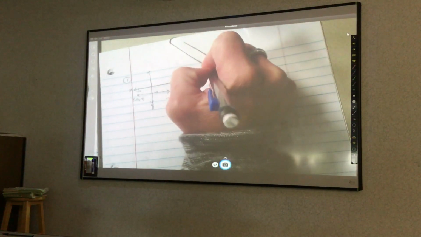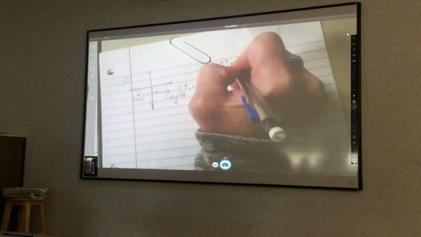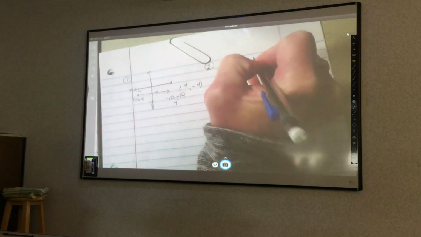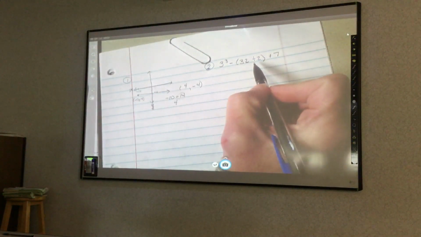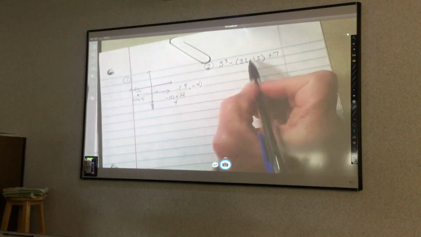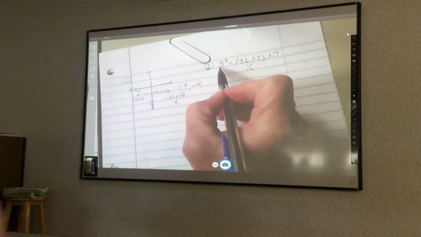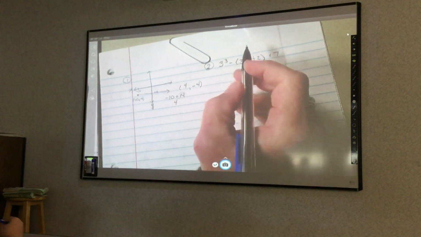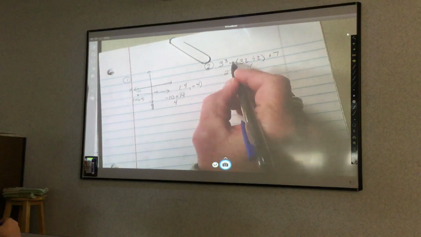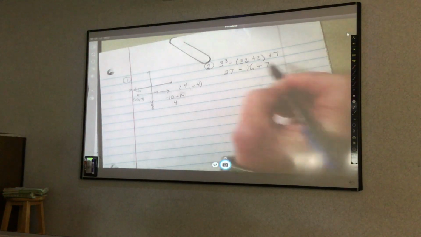Number 2, use order of operations to solve this problem. Order of operations means you start in parentheses. So 32 divided by 2 is 16. Then I do exponents. 3 cubed is like saying 3 times 3 times 3. 27. So I bring down my 27, bring down my minus, bring down the plus, and the 7.